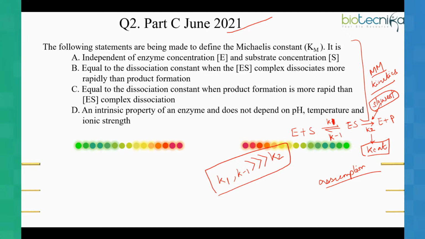What does that mean? That the rate of ES formation and the rate of ES dissociation back into E plus S happen at a much faster rate than ES breakdown into product.